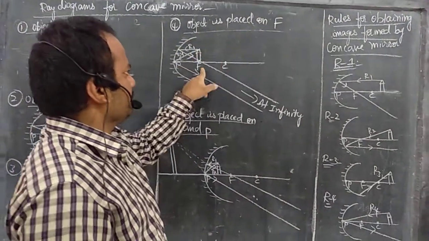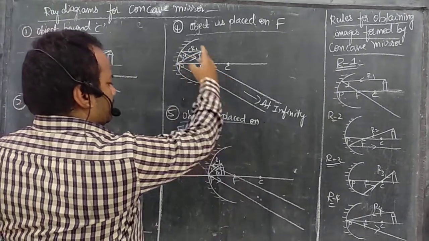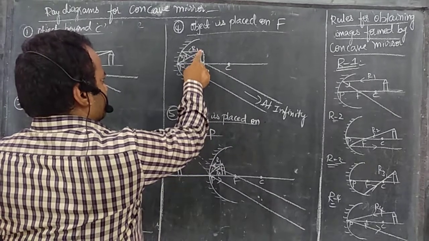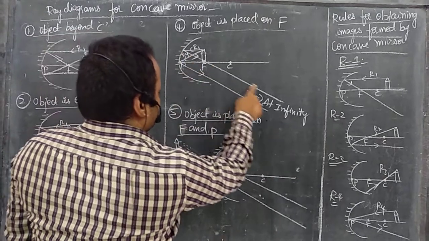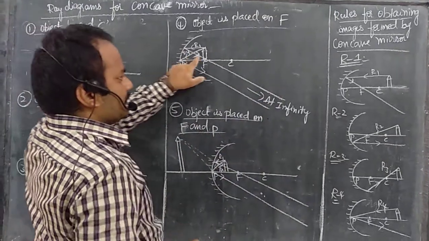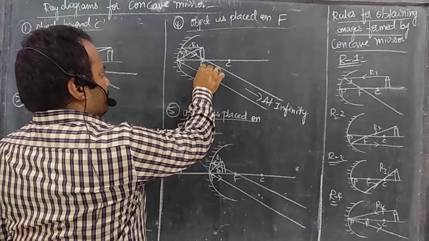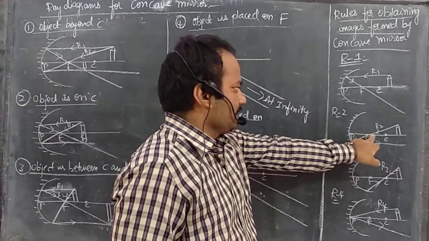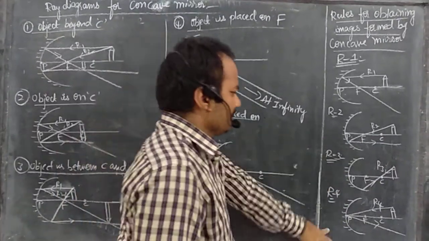Object is placed on focus. Once again, you are lucky that rule 1 is possible in all the cases. So once again we can apply rule 1 because focus is still clear. Incident ray is parallel, reflected ray passes through the focus. Now we can't apply rule 2. Why? Because the object is on the focus itself. So rule 2 is not possible. Rule 3 is possible, rule 4 is possible.